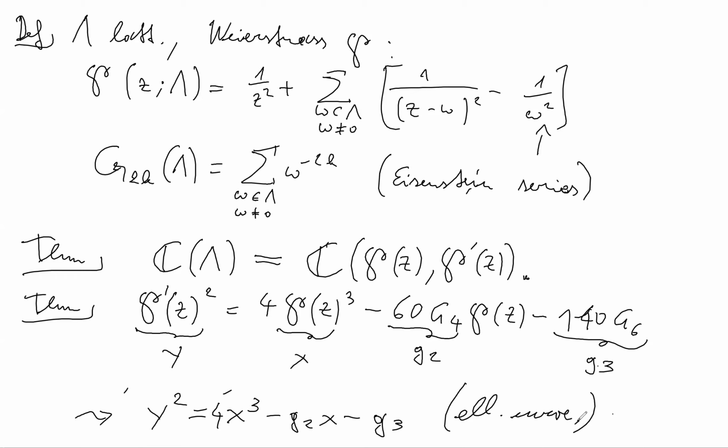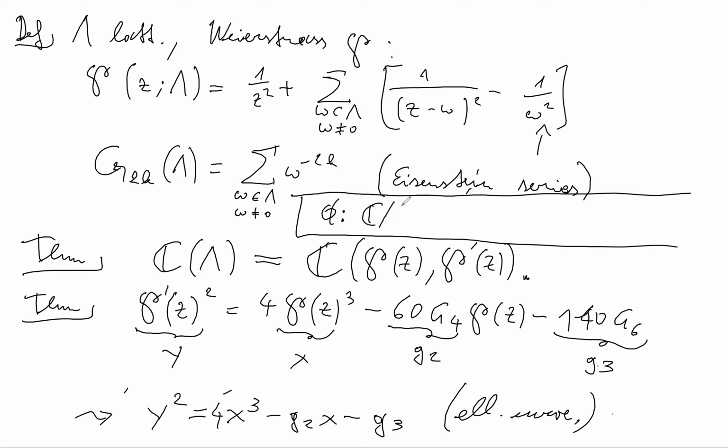Okay. Now that's quite cool, because what does this give me? This gives me a nice map, right? It gives me a map from C mod lambda, my torus, into an elliptic curve defined over C. And how does the map look? Well, I'm sending my complex number Z in the torus to this projective tuple. I'm sending it to P of Z, P prime of Z, 1.